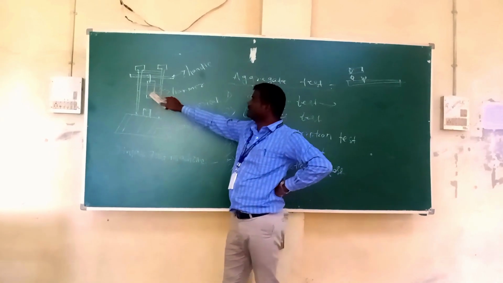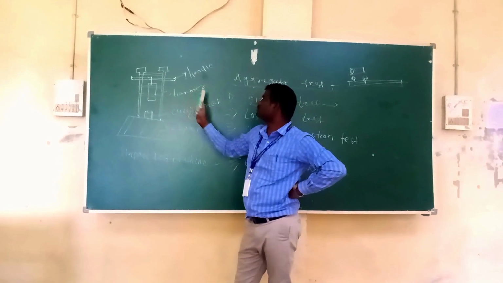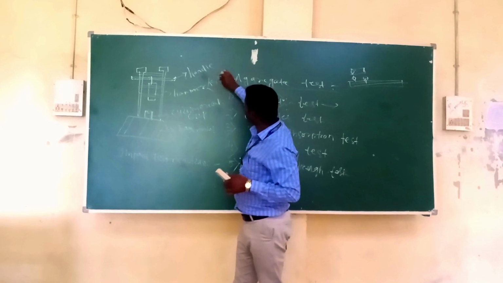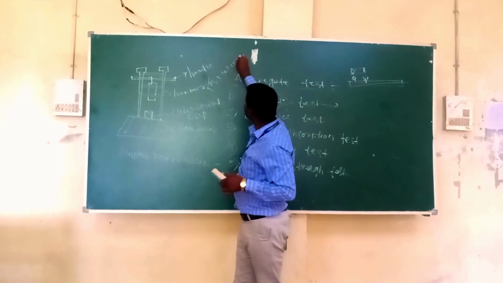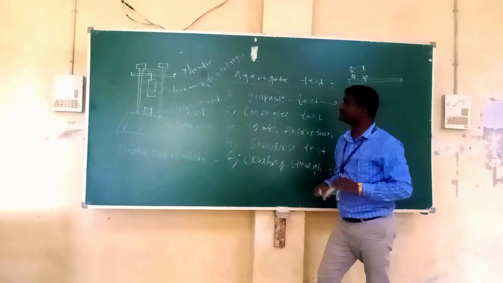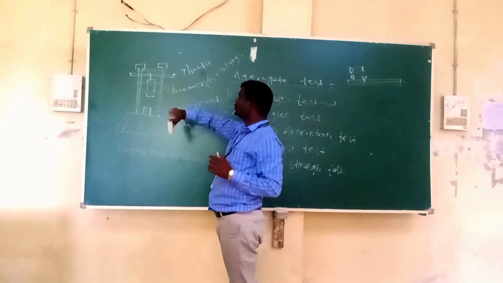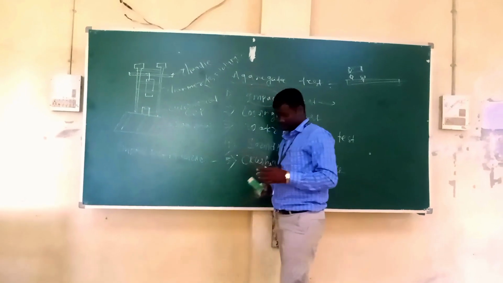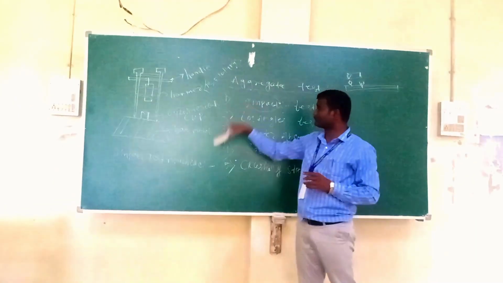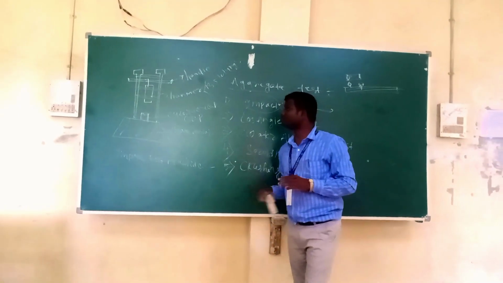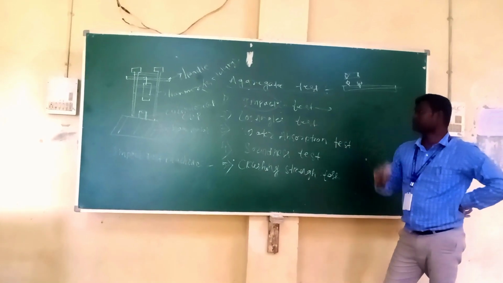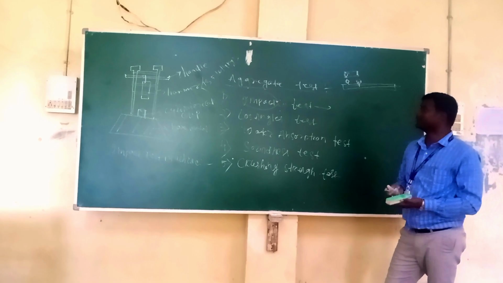See here, the hammer's weight is nearly 13.5 to 14 kg. Nearly about 13.5 to 14 kg. This hammer is here. After filling the cylindrical cup, the aggregate is impacted 15 times in the cylindrical cup. Okay.